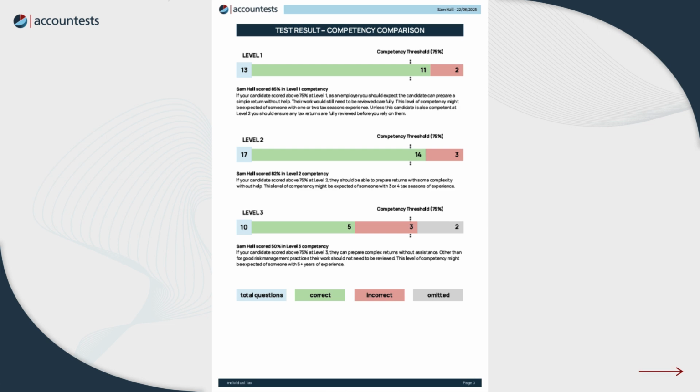The expert group then also said that in their view, a candidate needed to be 75% correct in their answers to show competency at any particular level. So these tests have three levels, which are broadly tax associate, senior tax associate, and tax manager. And you can see on that page whether the candidate met the competency threshold at each of those levels. So the green bar shows you the questions they got correct at each level, the red shows you the questions they got incorrect, and if there's a grey bar, there's questions that they didn't answer.